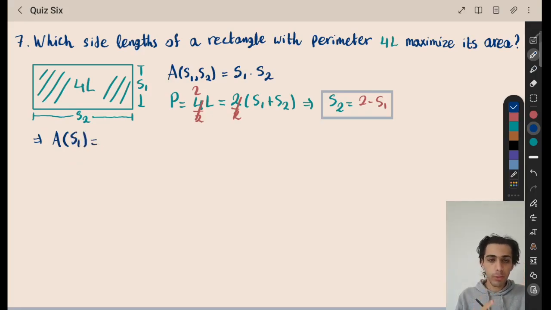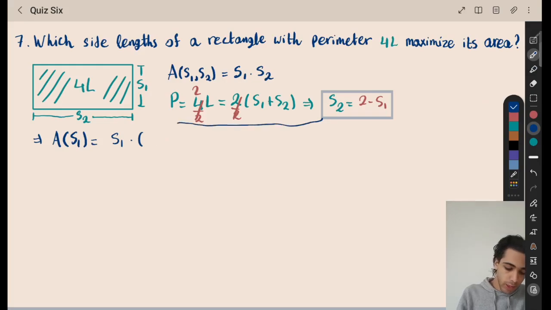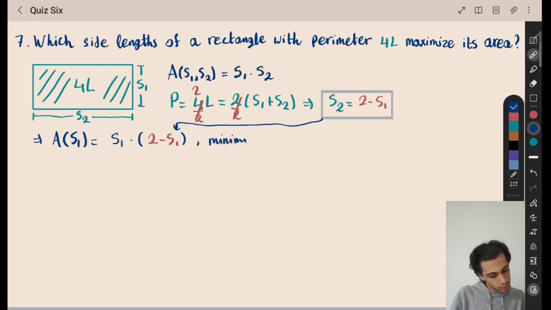So this is an area which depends only on one side. So this will give us S1 times S2. But then you're like, hey, why are you writing S2 again? I thought this was a function in one variable. But this is easy to argue against because we have this relation between the two variables. And so we have a function in one variable, which we need to maximize.